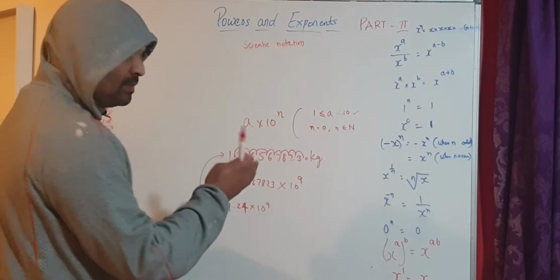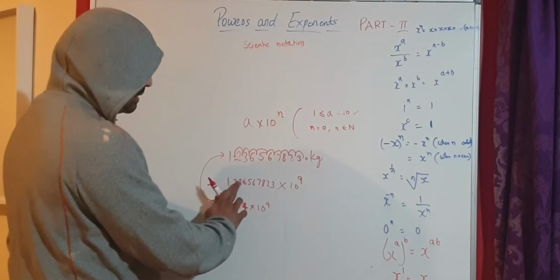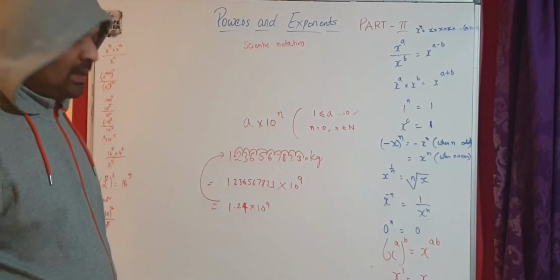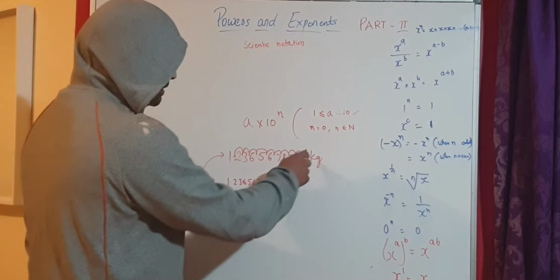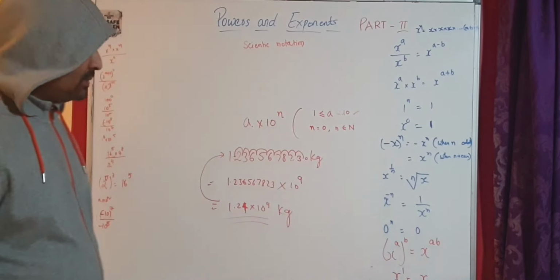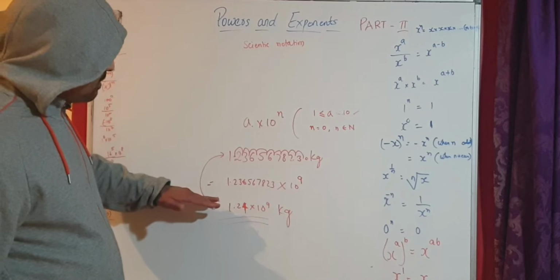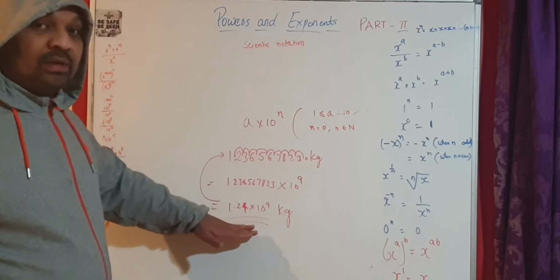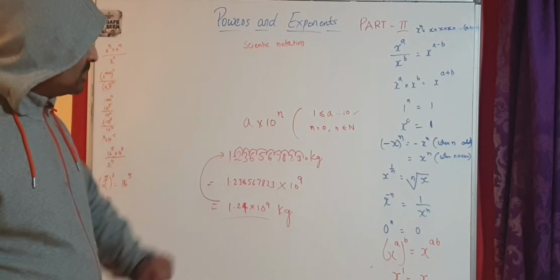6 is more than 5, more than half. That's why we are adding 1 to the number that is before that 6. Okay, this is the way. Say kg is here, don't forget to put kg, the units, here. 1.24 into 10 to the power of 9. Such a big number. If you simplify it, you get it here, and if you can even further round it off, you get this one.